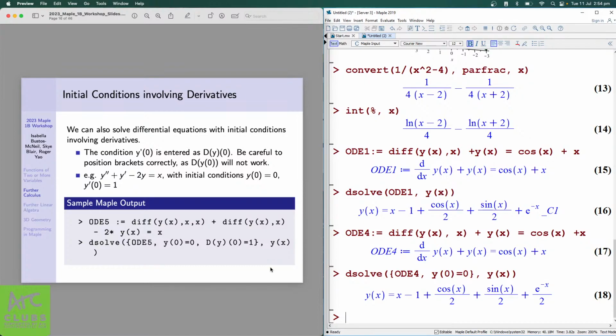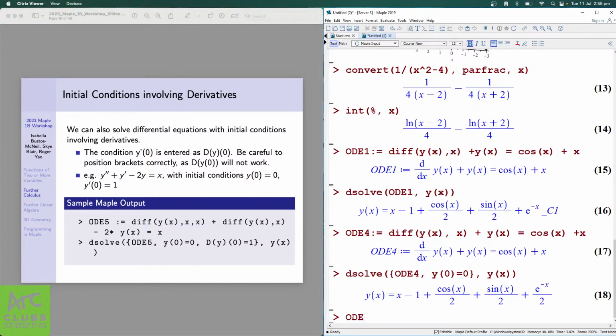We can also do initial conditions involving derivatives, but we have to make sure to position our brackets correctly. As you can see here, the condition y of 0, we need to enter it as dy0, but dy like 0 with the brackets like this. This won't work, but this will.